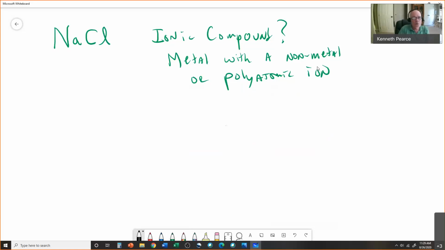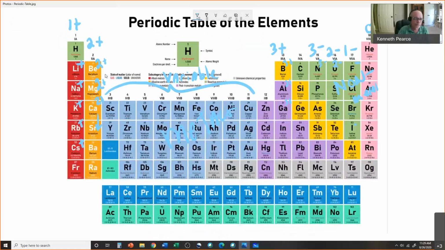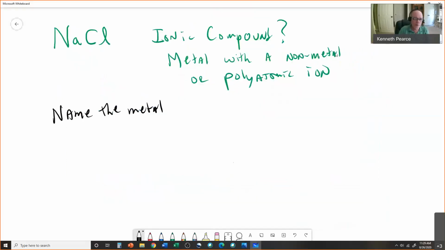So how do we name this guy? Well, what we do is we name the metal. What's the metal? This is why you need to know where your metals and nonmetals are, so that you can know whether it's a metal or nonmetal to begin with. Sodium is a metal. It's all the way on the left-hand side of our periodic table over here. There's sodium. Chlorine is a nonmetal. It's over here on the right-hand side. And so we name the metal, and the metal is sodium.